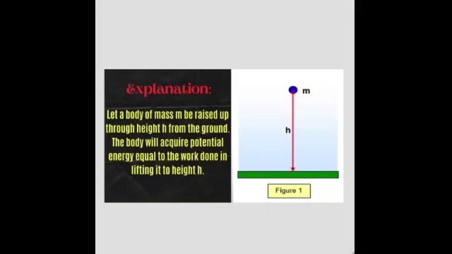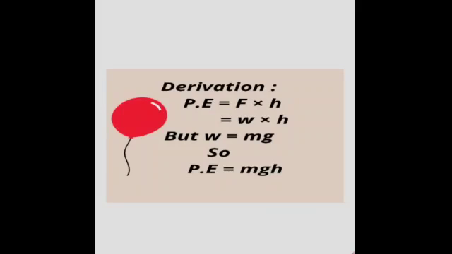If we are lifting this mass from the surface of the earth to some height h, then we are doing work on it. This body is capable of doing some work, so it means it possesses potential energy. So here we will take the derivation for this potential energy.